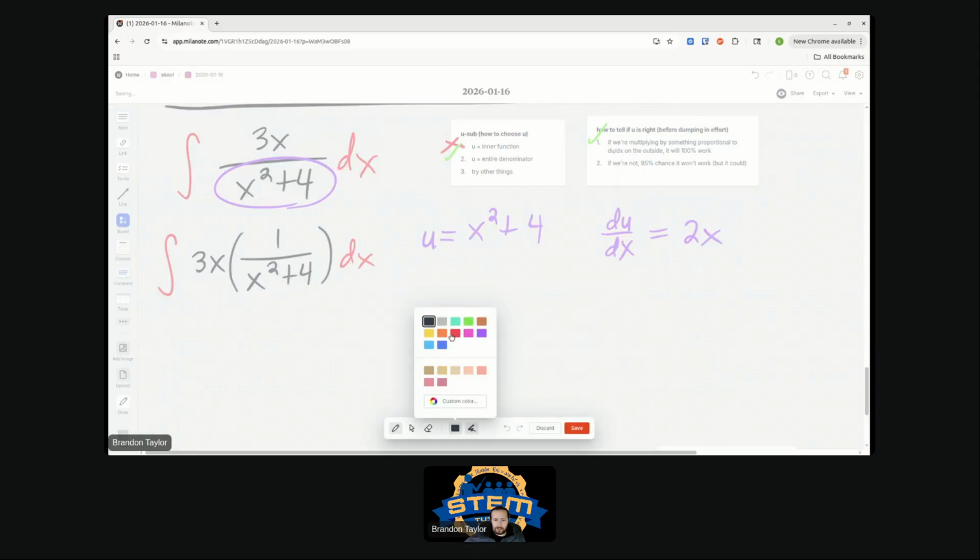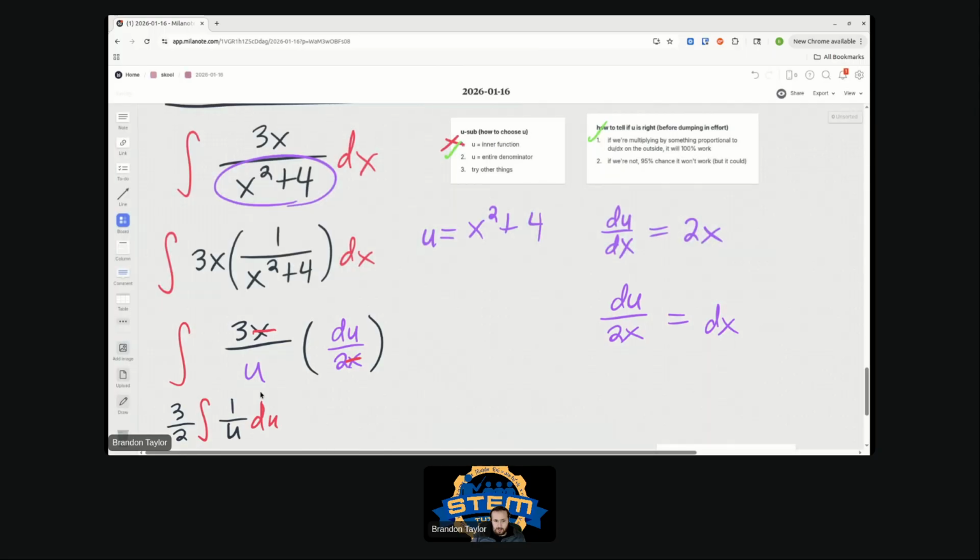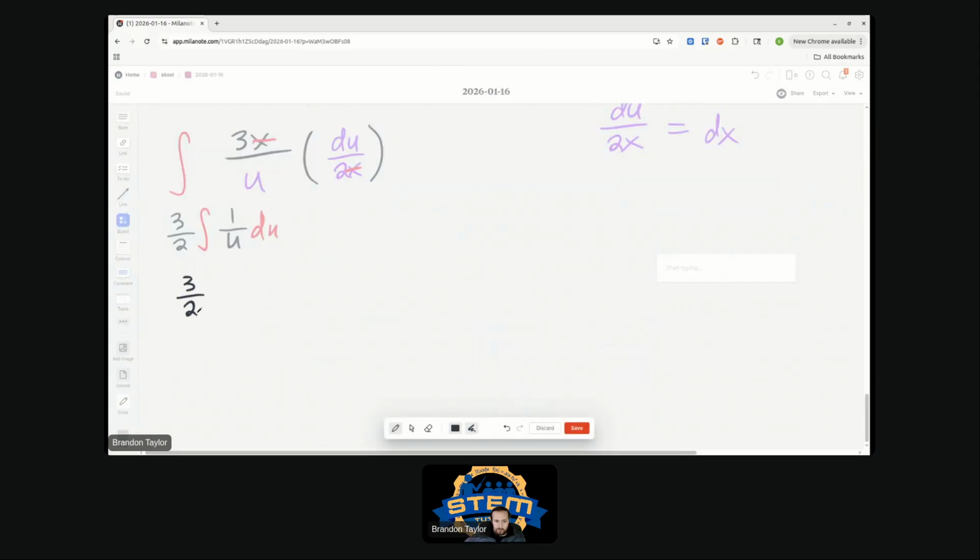And then here, how do you do it? Let's make the substitution. I'll put it back in the form that it originally was, 3x over u, and then the dx. Again, you can kind of see how this is going to go. dx is going to equal du over 2x. If I substitute that in, du over 2x, then the x's cancel out. What do we get? 3/2. So 3/2 integral 1 over u du. And we get 3/2 natural log of u plus c.